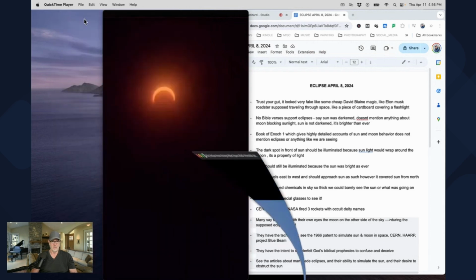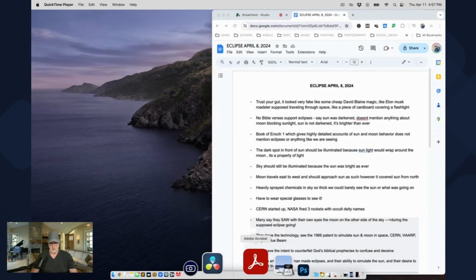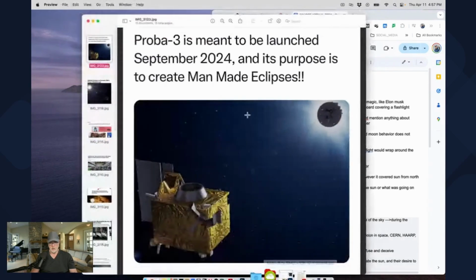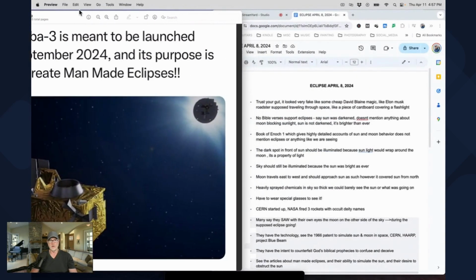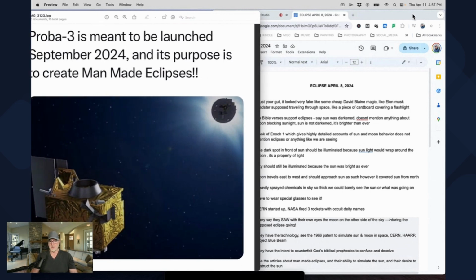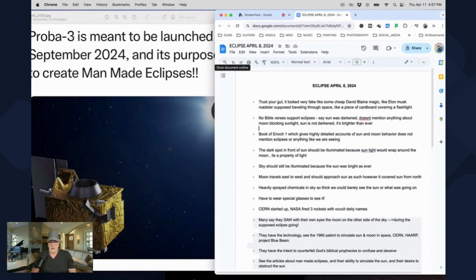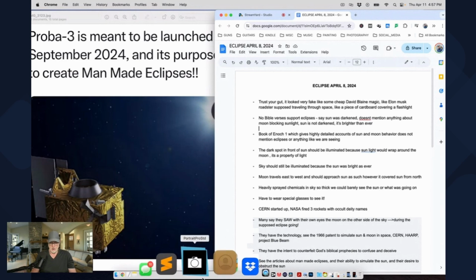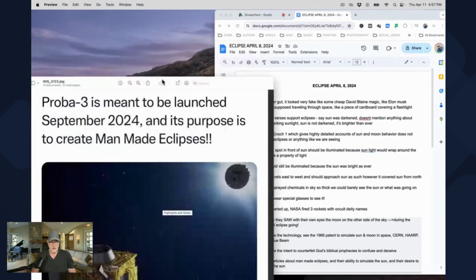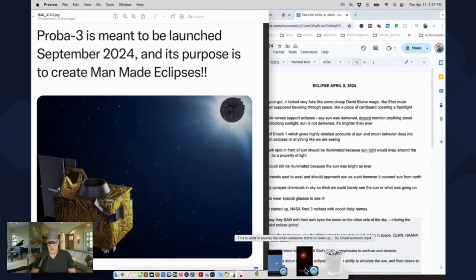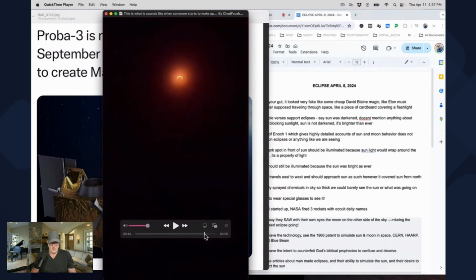So we got some very strange behavior going on in the sky. Now let me pull up a couple images, and I'll make a couple quick points. First of all, about this eclipse, trust your gut. Did it look real to you, or like some David Blaine magic, or does it remind you of Elon Musk's roadster supposedly traveling through space? You know, to me, it kind of looked like a piece of dark, circular cardboard covering a flashlight.